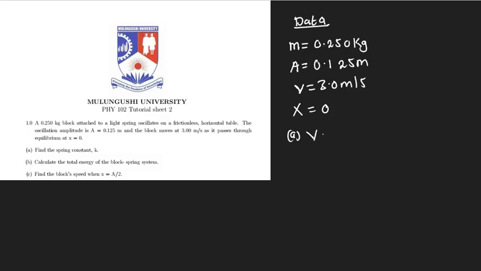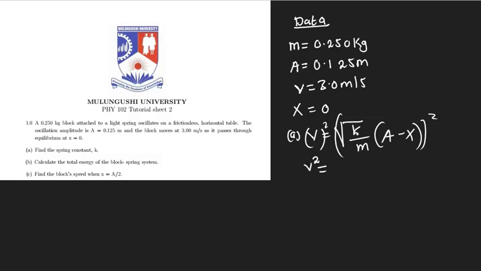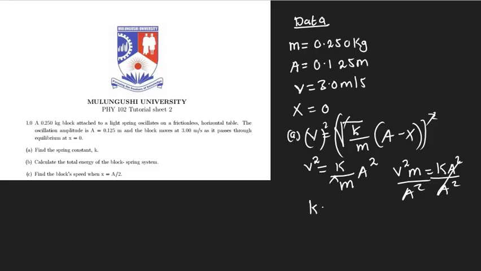So we are going to use v is equal to the root of k over m, then a minus x. Of course we can make that the subject. If I put power 2 on this side, and also on this side, we get v power 2 is equal to k over m times a power 2. We want to make k the subject, so cross multiplying, we get v power 2 m equal to k a power 2. When we cancel, we get k is equal to v power 2 m over a power 2.